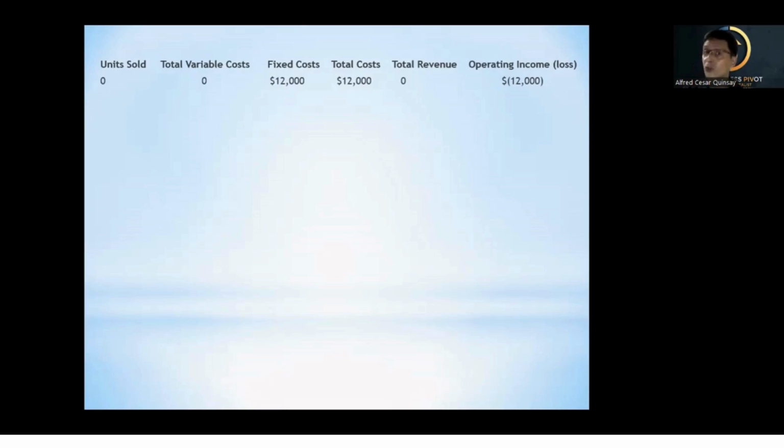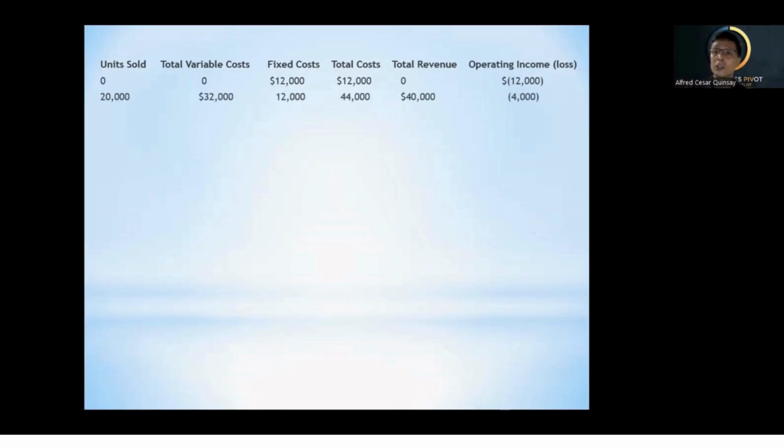There's nothing produced. So there would still be a loss of $12,000. That could be caused by the rent, or an old machine with a very low depreciation, if you could say that. And that's why they have a lower cost, from $60,000. Imagine, from $60,000 to $12,000, no? So malaki.